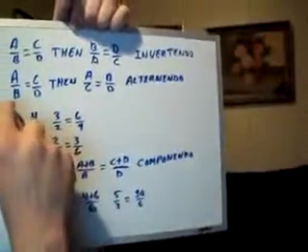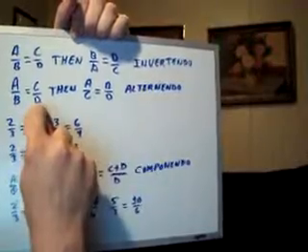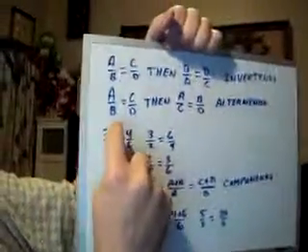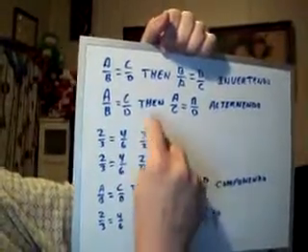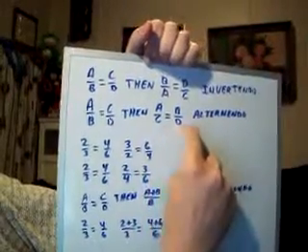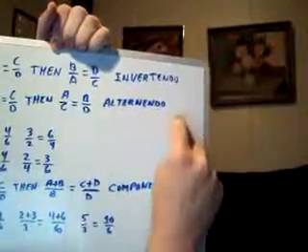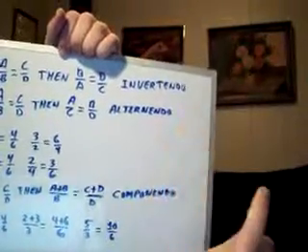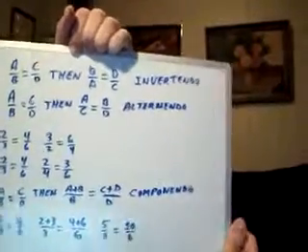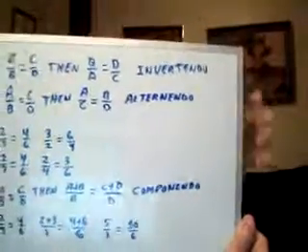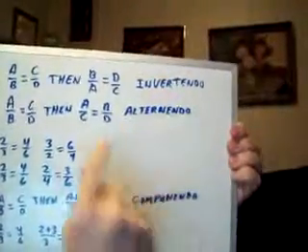Alright, now what if you have A over B equaling C over D? Okay, so you have that right there. Then A over C equals B over D. Well, that's called an alternendo. Alternendo. Yeah, that's going to be a tough one. Well, let me show you how both of these work.